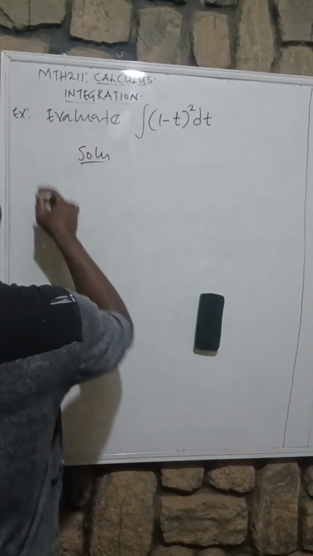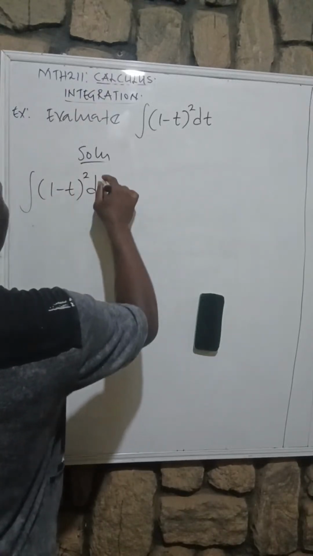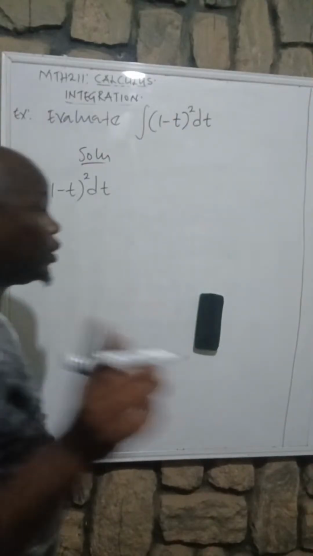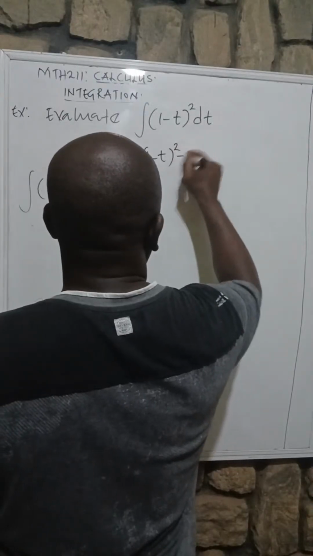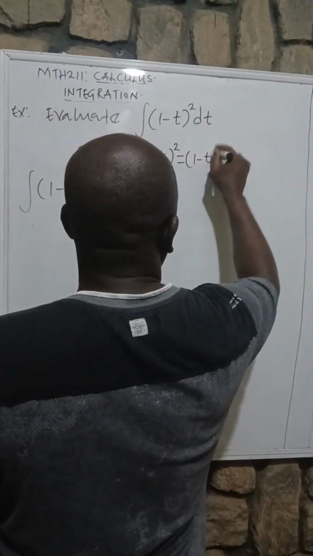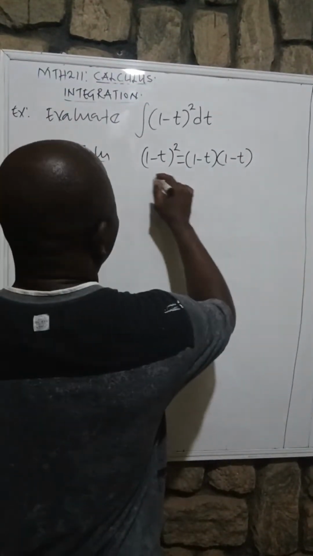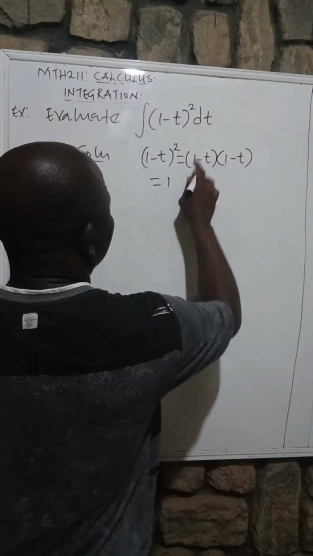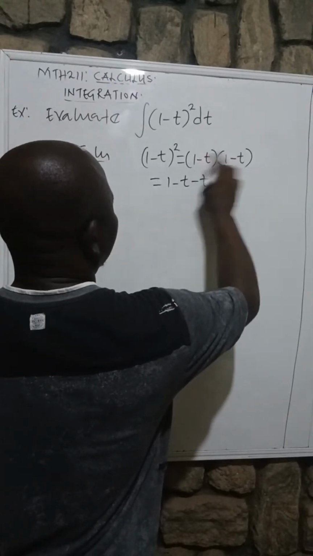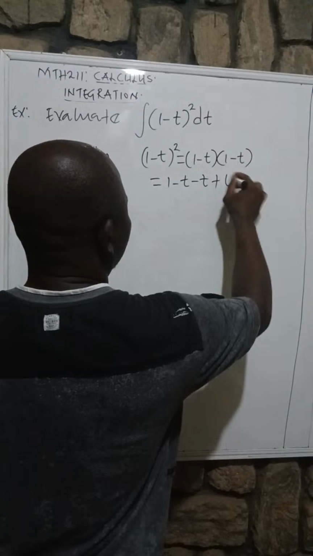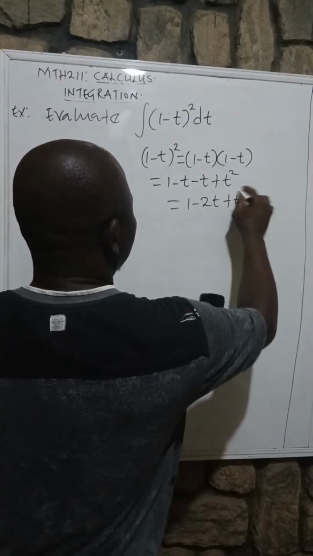Before we begin to solve this problem, integral of (1 minus t) raised to the power of 2 dt, I want us to know your elementary algebra. When we have (1 minus t) all in square, this is the same thing as (1 minus t) times (1 minus t). True or false? So this is going to give us 1 times 1, 1 times minus t, minus t times 1, minus t times minus t, plus t squared. So you are supposed to have 1 minus 2t plus t squared.